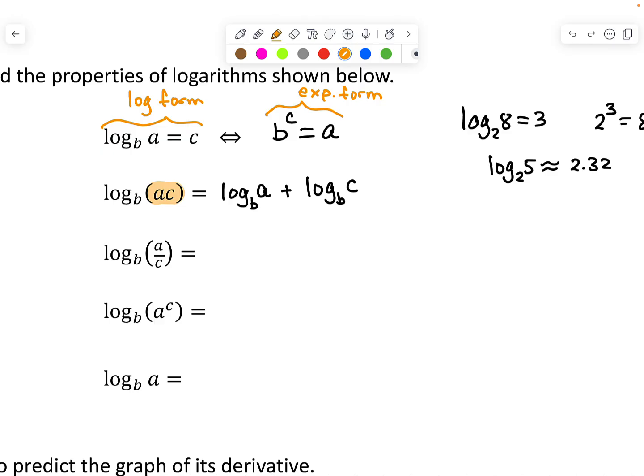Okay, now, what if our argument of the logarithm is a quotient? Here, you can rewrite this logarithm as log base b of the numerator minus log base b of the denominator. What if our argument of the logarithm is an exponential situation, a base with an exponent, a raised to the c? Then this exponent c can actually be brought down and written as a coefficient of the logarithm instead. So we can write this as c times log base b of just a.